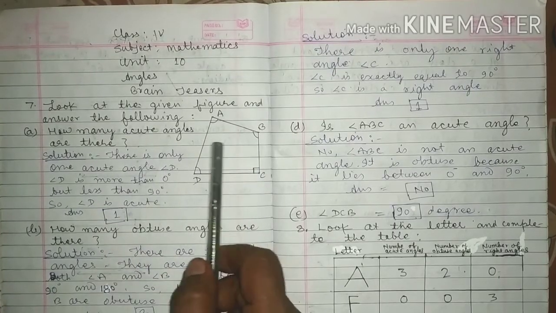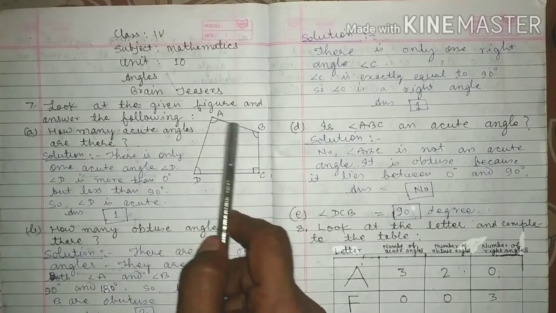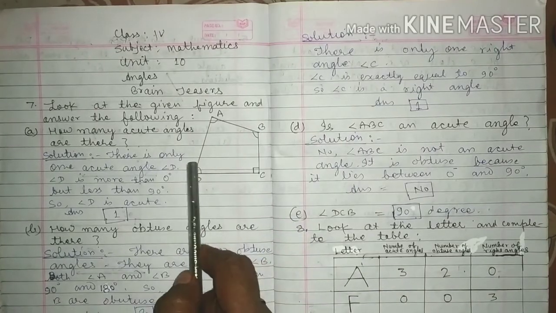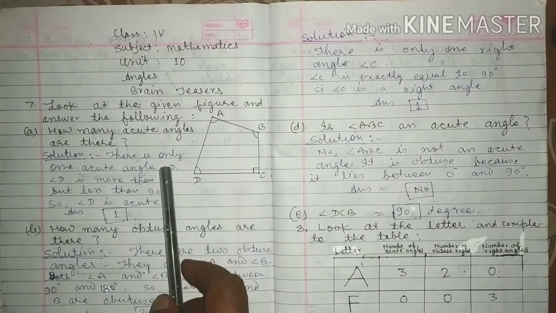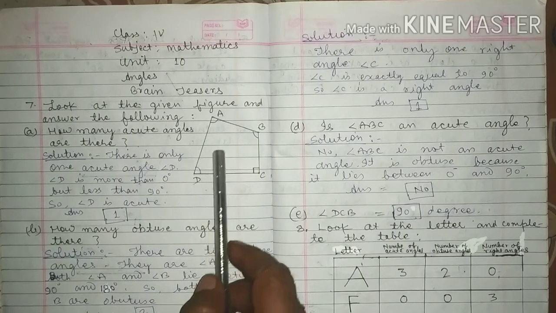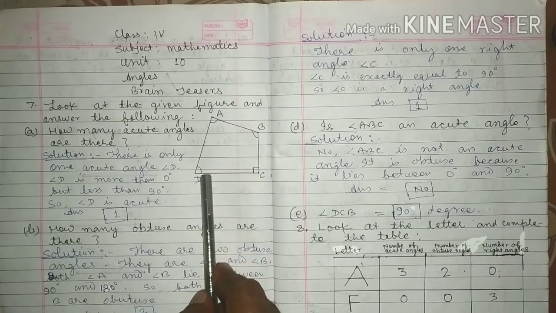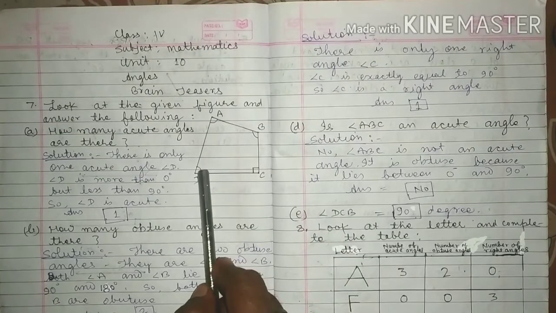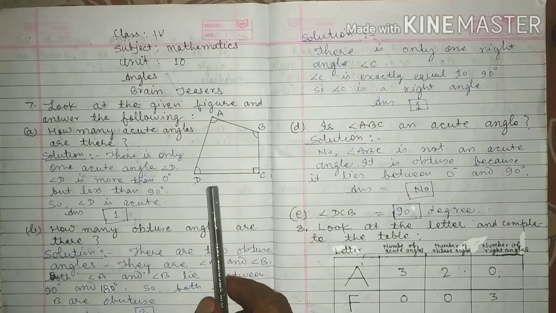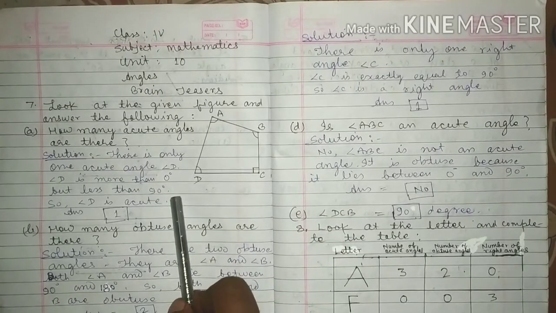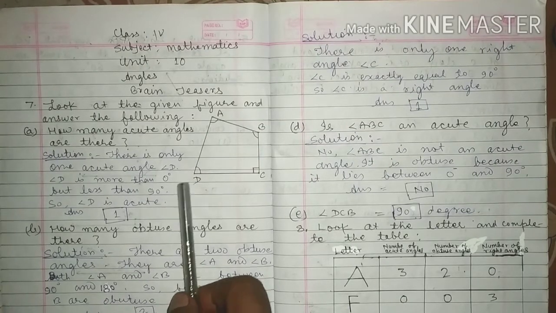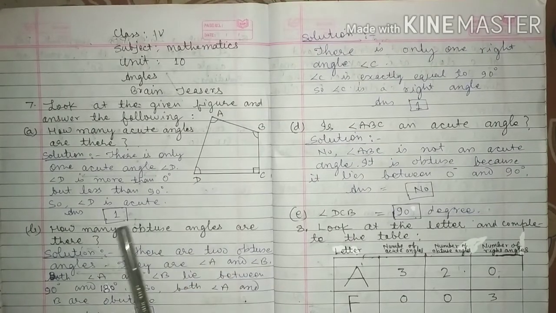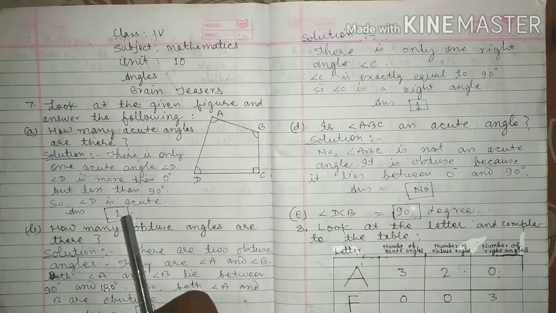In this figure, the angles are angle A, angle B, angle C, angle D. There is only one acute angle, that is angle D, because angle D is more than 0 degree but less than 90 degree. So angle D is acute. Answer: one acute angle.